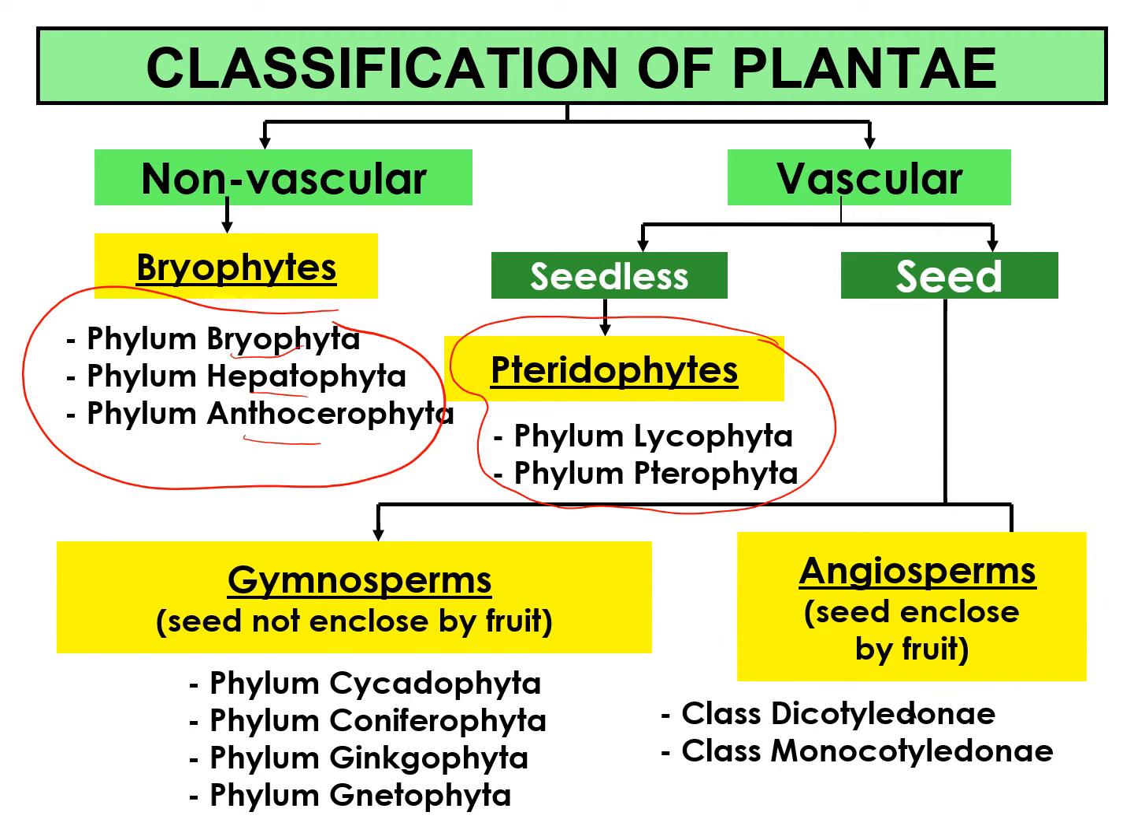Okay, the plants that can produce seed, there are two distinctive groups, the gymnosperm and the angiosperm. So the difference between these two groups of plants is that gymnosperms produce seeds, but the seed is not enclosed by fruit, meaning that we cannot say that the plants bear fruit, there is no fruit from that tree.